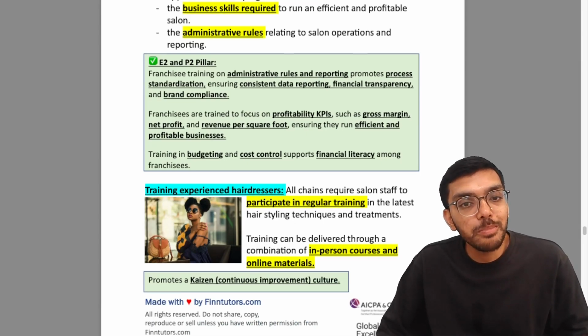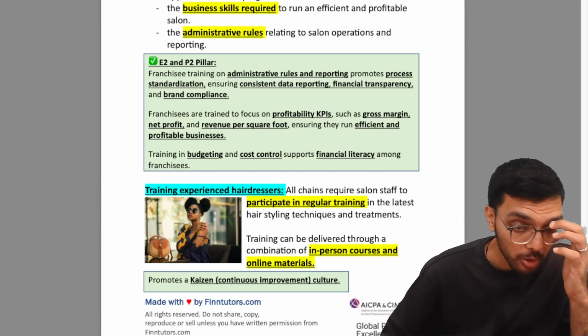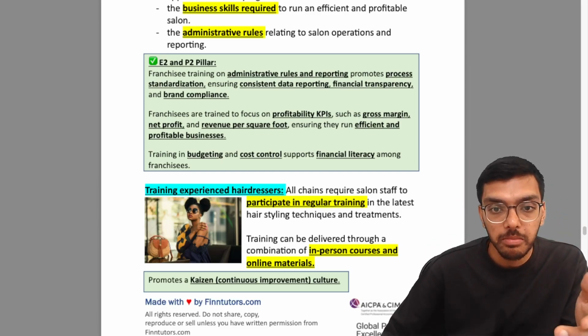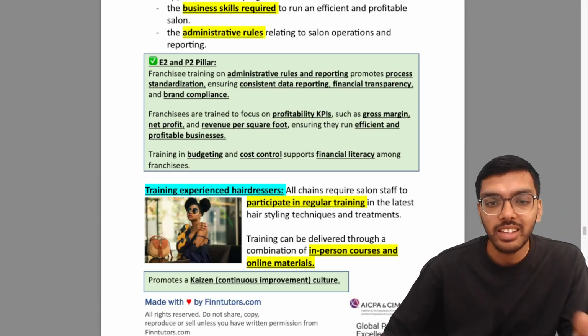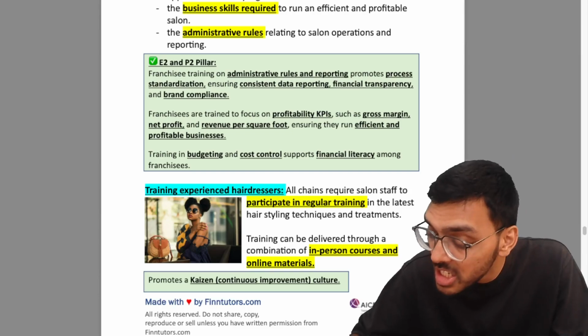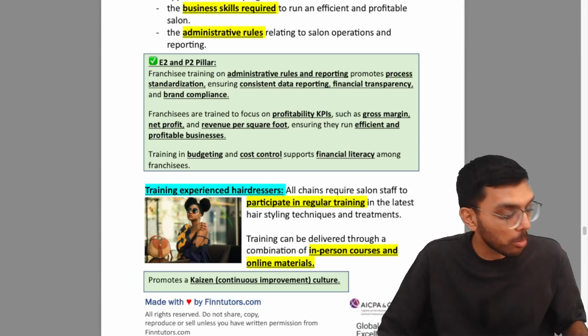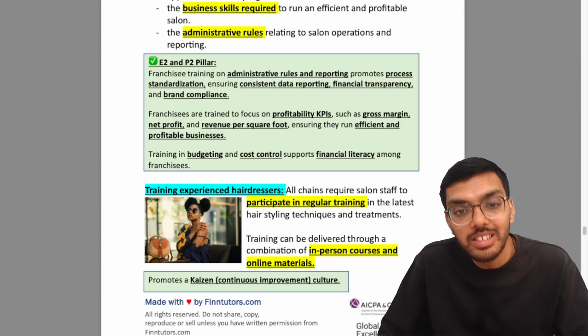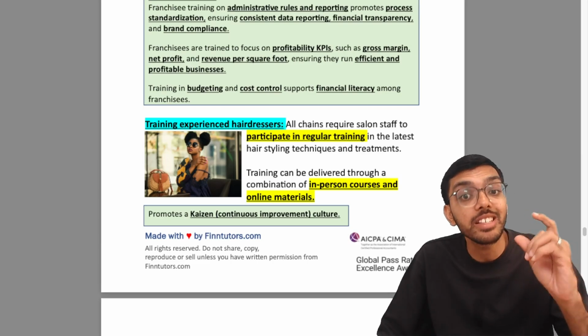Next, training experienced hairdressers. So all chains require salon staff to participate in regular training so that they know the latest styles and techniques. Training can be delivered through a combination of in-person courses and online material. Please remember, we as a business should also do this because it promotes continuous improvement or the Kaizen approach.